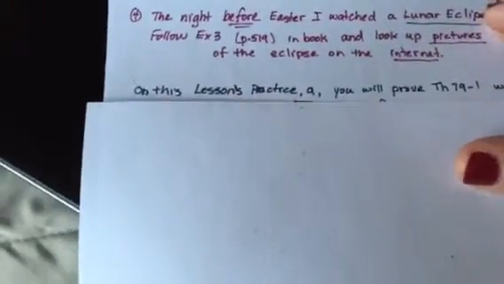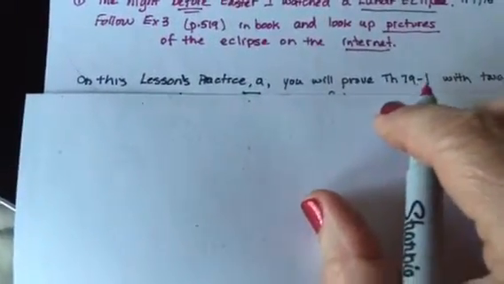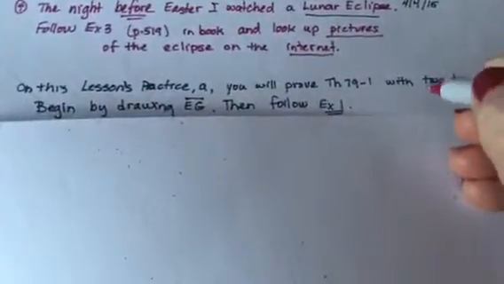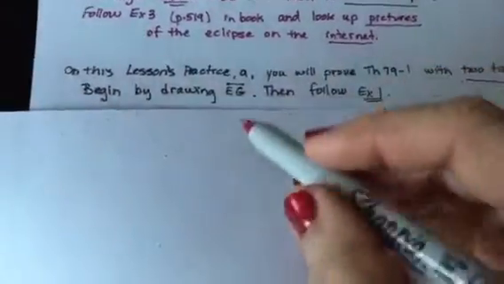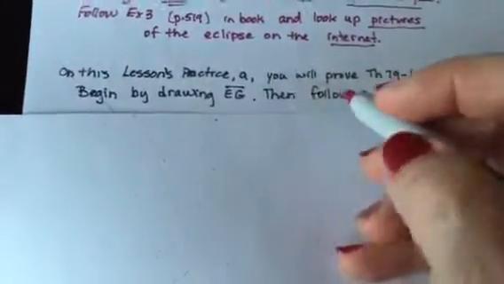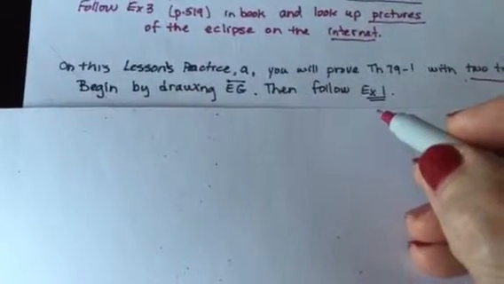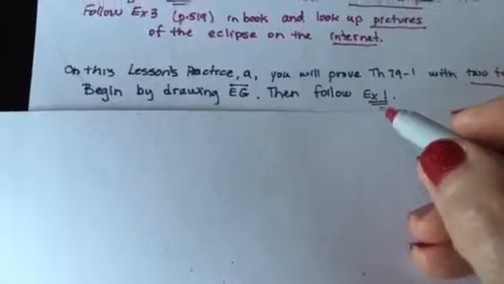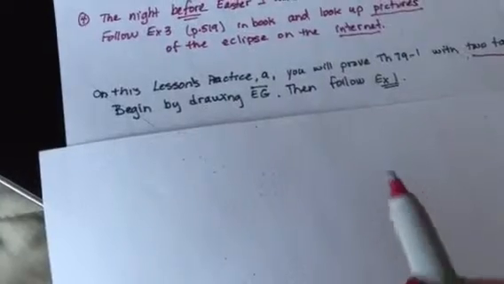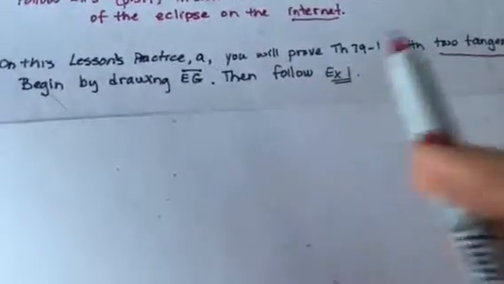Now, when you turn the page for the lesson practice on A, you will be proving theorem 79-1 in the case of two tangents. Please begin, as you look at that example, by drawing segment EG in. Then follow example 1 as it proved theorem 79-1 with the secant and the tangent, and you should be on your way. Have a lot of fun doing this. Make sure that you write down anything that you needed clarification on your smart sheet, and have a great day.